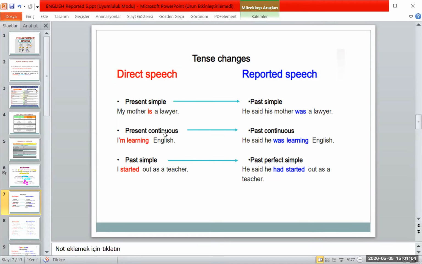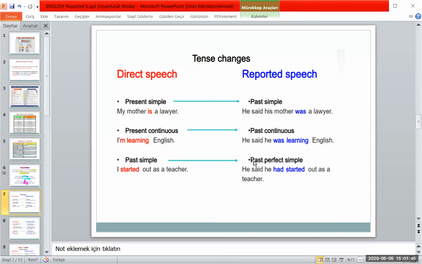And the last sentence, "I started out as a teacher," which is in past simple in direct speech. While I'm reporting this in reported speech, he said that he had started out as a teacher. Started, which is in past simple, was changed into had plus verb 3, which is for past perfect in reported speech.